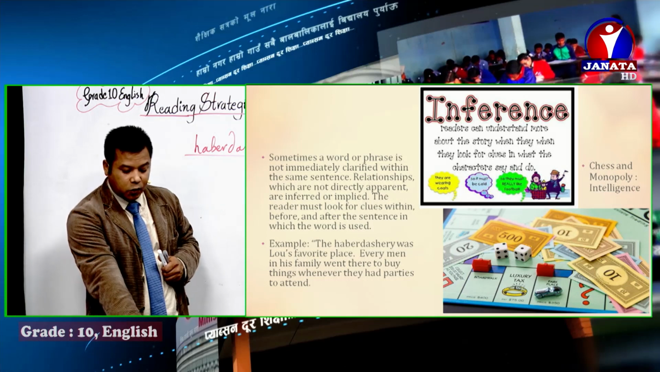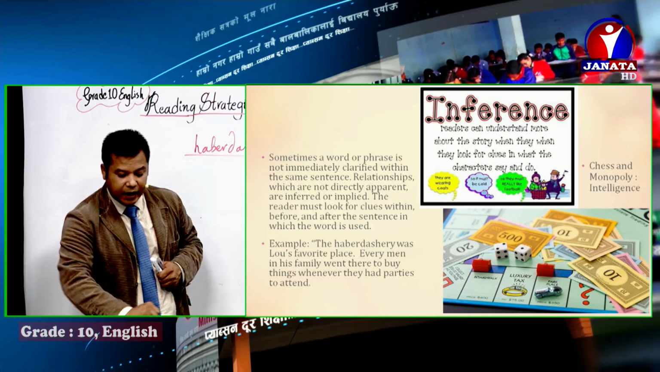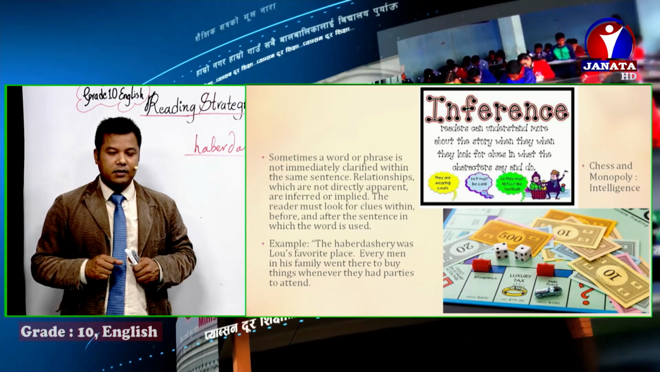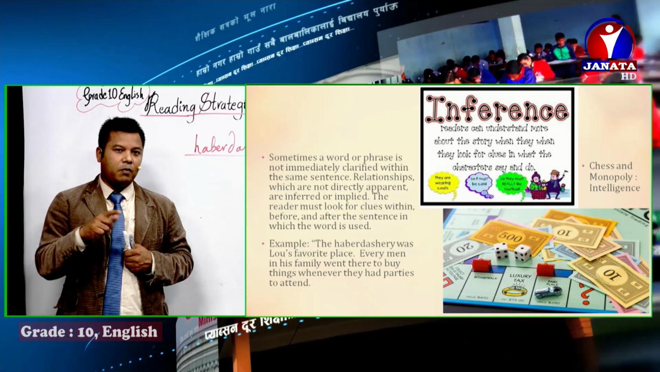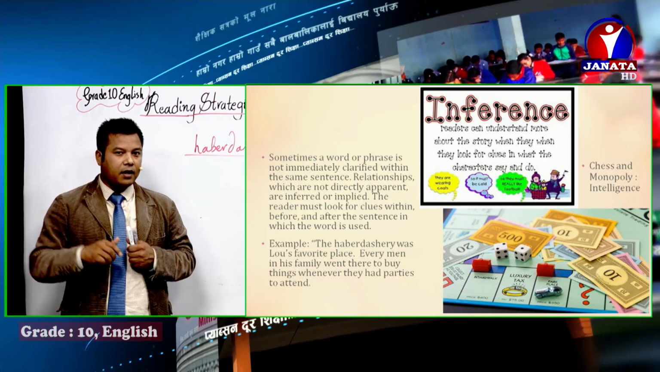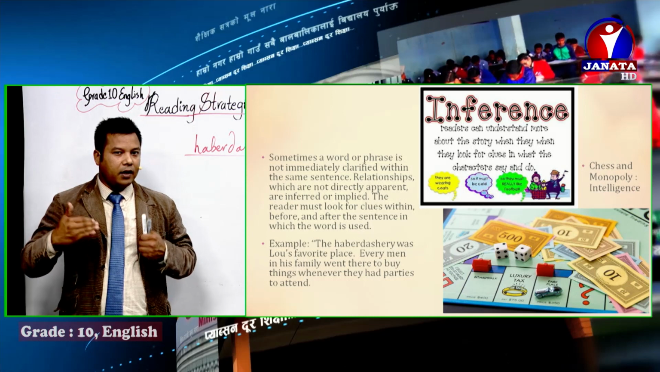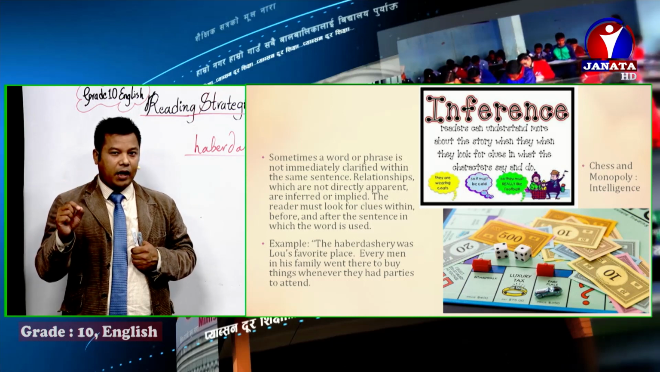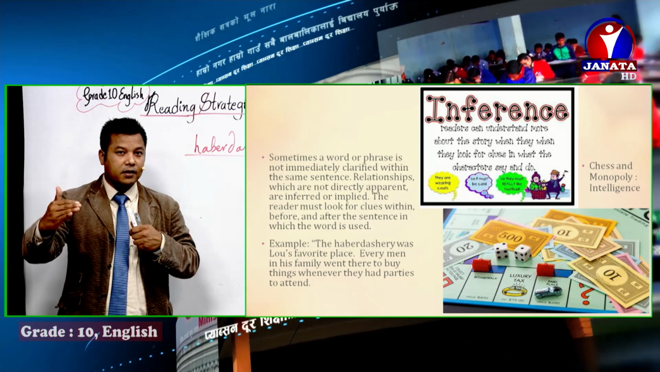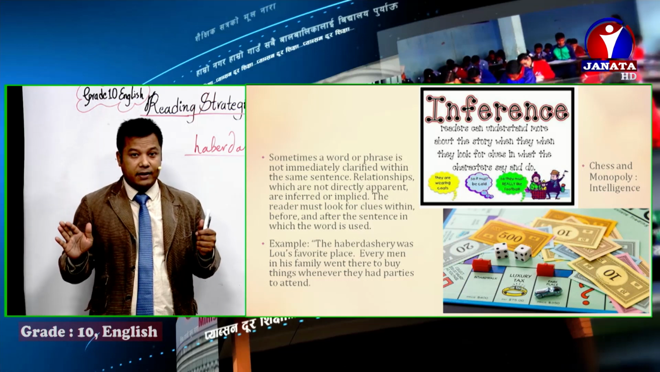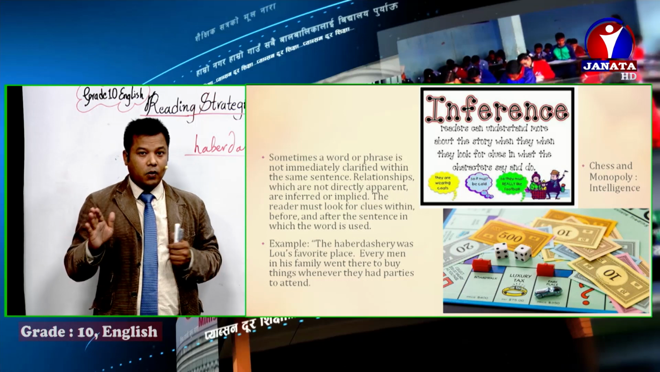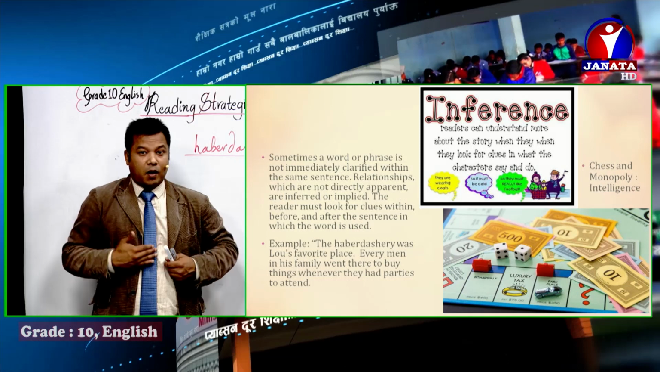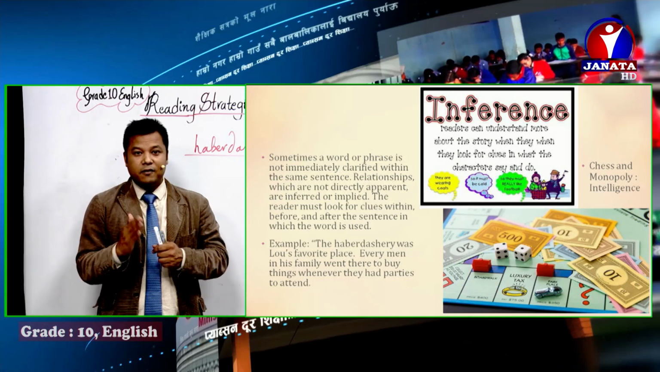Like, here's a picture of the Monopoly game, and I have mentioned chess and Monopoly intelligence. So what is this chess and Monopoly intelligence? Of course, if I say that someone plays chess and someone plays Monopoly, my inference, my thinking skills tell me that it is a game that requires an extreme level of intelligence. An ordinary person cannot play that. All right? So I would consider the person who plays chess is intelligent, he is smart, smarter than the others, and he is somehow very unique.